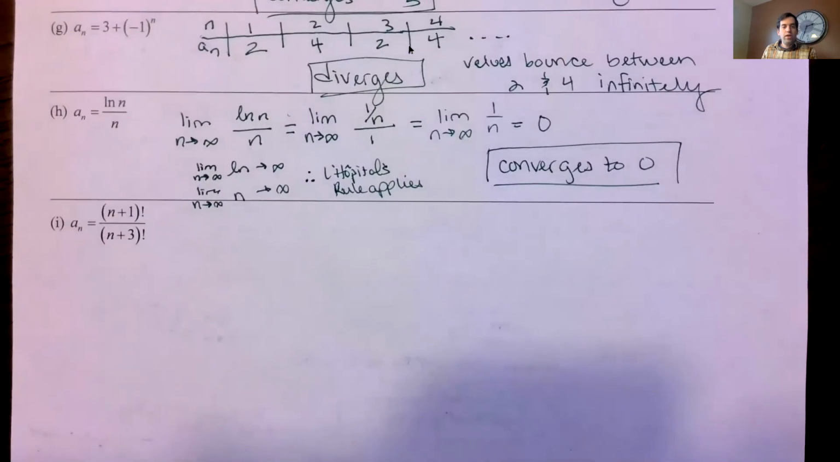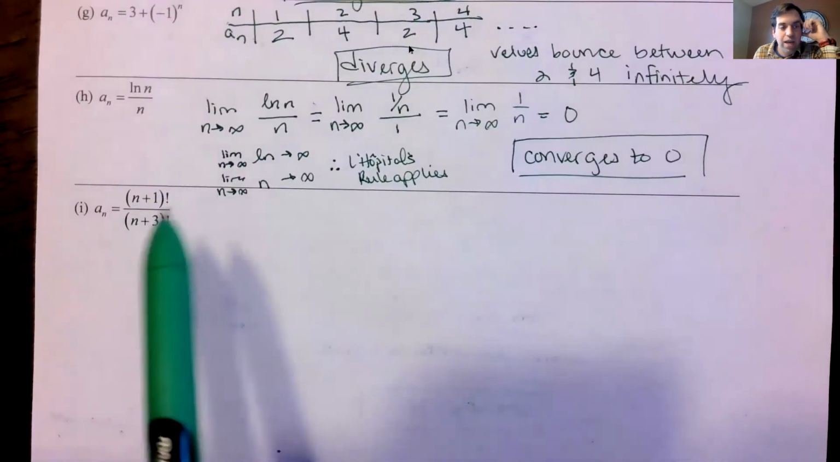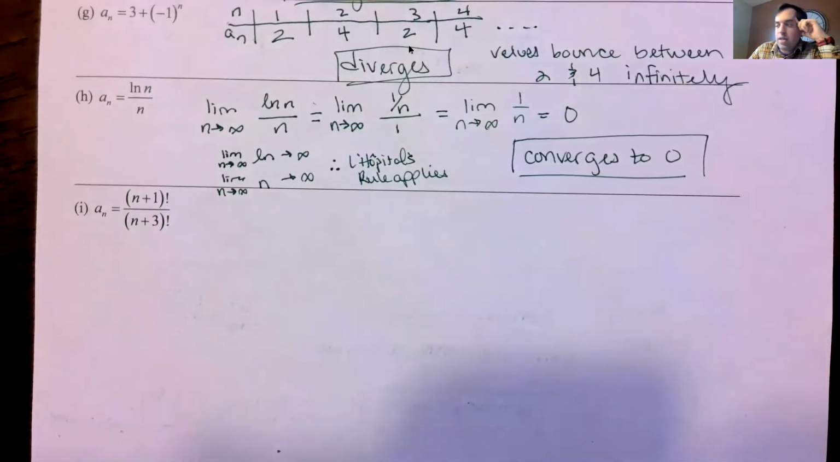All right, one more, letter I. This one has some factorials. So we have a sub n equals n plus 1 factorial over n plus 3 factorial.